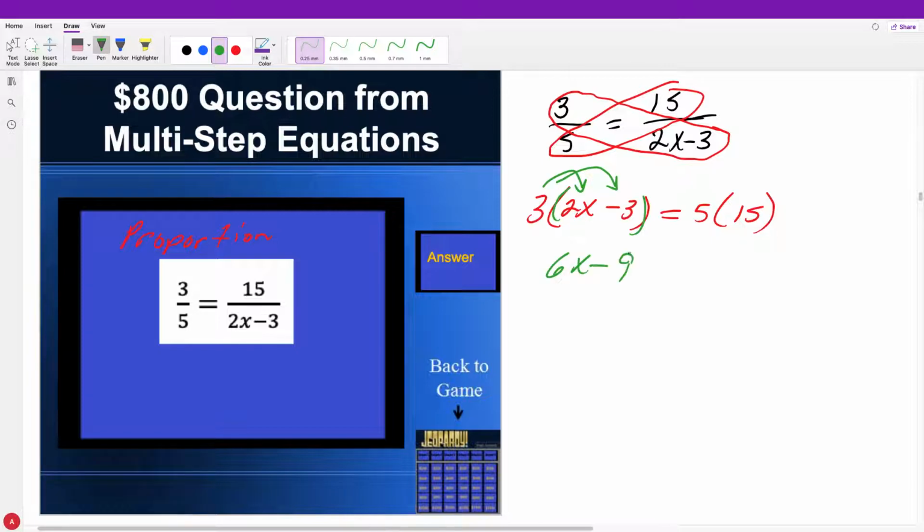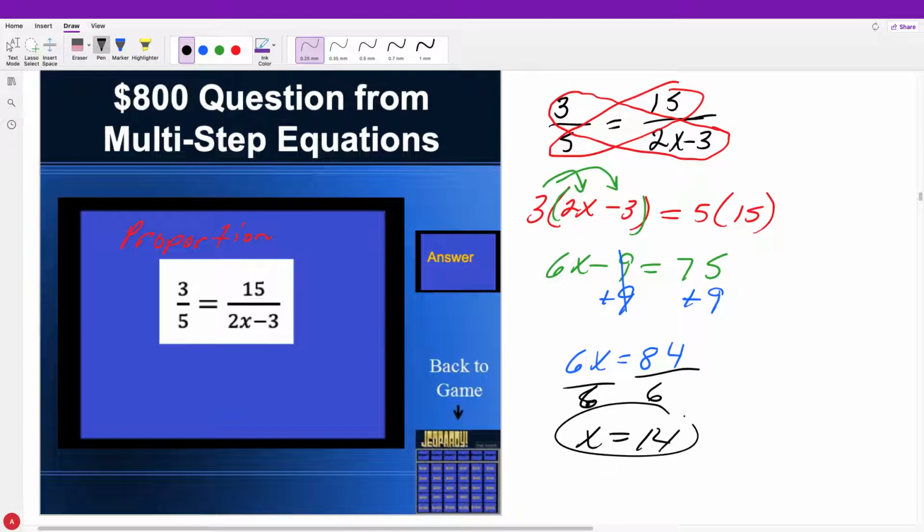So 6x minus 9 is equal to 75. And then we just solve from here. This is a pretty basic question once we get past our cross multiplying. We add 9 to both sides, and we get 6x is equal to 84. Our last step is to divide each side by 6, and we get x is equal to 14. And that will be our final answer.